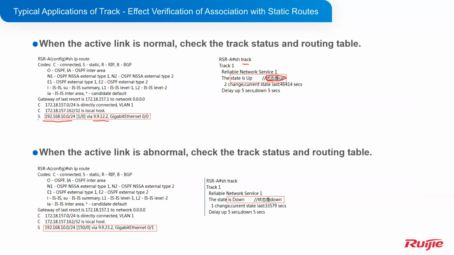But if we shut down the interface, for example, when the active link is abnormal, by shutting down the interface, and when you check the IP route, you can see it has switched to another path because the interface is down, and you can see the IP address here is different. And when you verify the status of track here, the state is down right now. So it means in this case, track has taken effect and has switched the traffic to the backup link. Okay, this is an association with static routes.